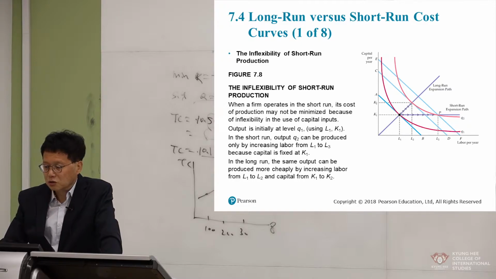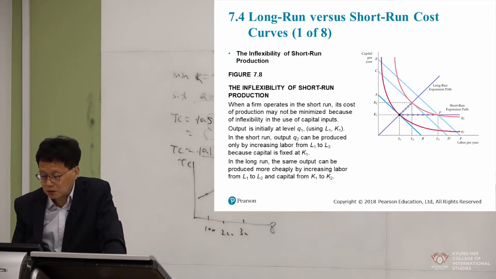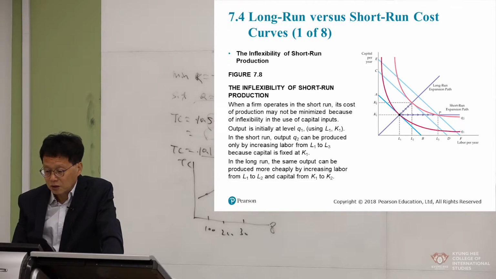Now we're moving to section 4. Long-run versus short-run cost curves. The inflexibility of short-run production. When a firm operates in the short-run, its cost of production may not be minimized because of inflexibility in the use of capital.